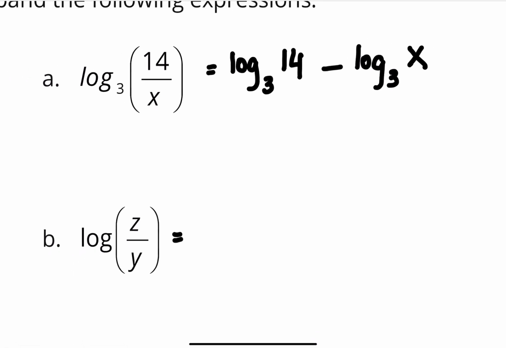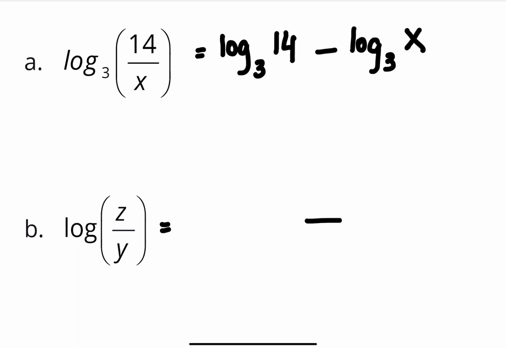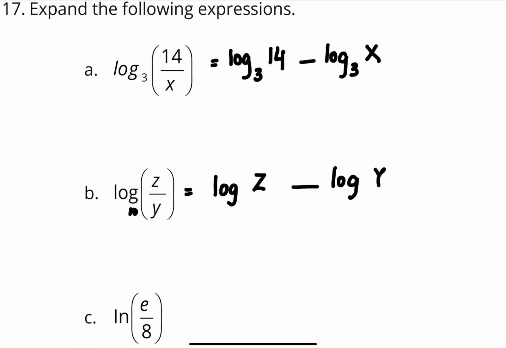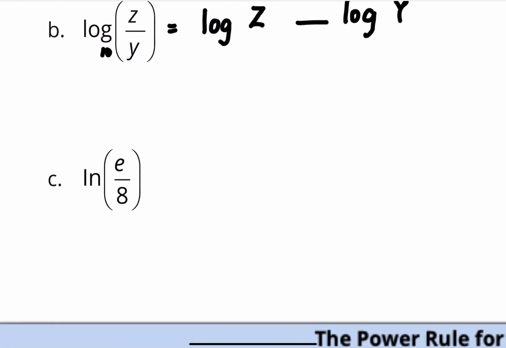Next one. Again, division becomes subtraction. Single log becomes double log. If they don't specify, the base is automatically 10. I don't have to put it. Numerator goes first, denominator goes next. There I have it. Let's take a look at the one after.